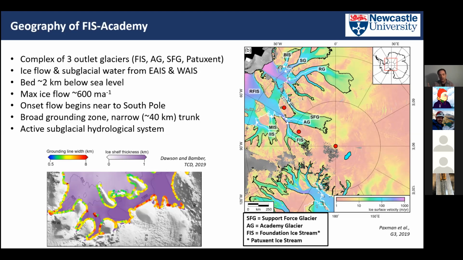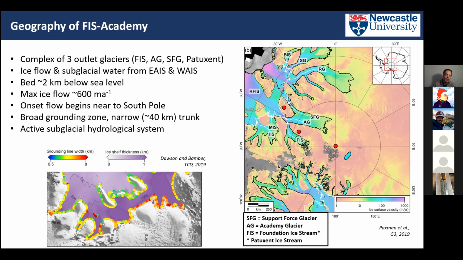But it has a broader system, where the ice flow extends much further inland up to the onset zone, you might think, where flow starts to initiate around 25 meters per year or something like that. There's onset flow which is quite close to the South Pole, both for the Foundation limbs and for the Academy Glacier limbs.